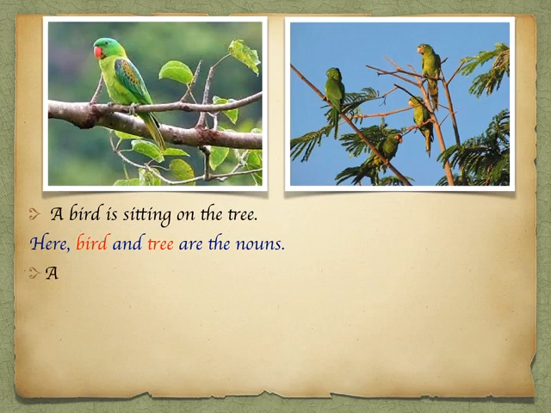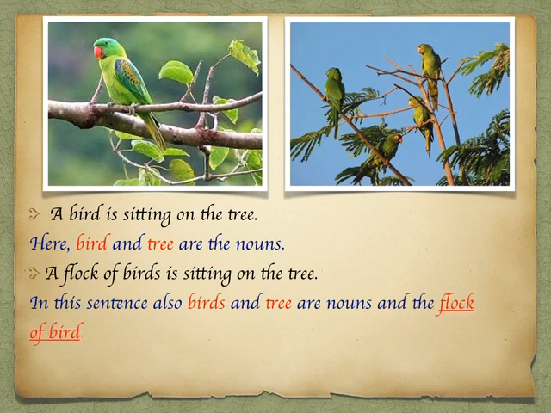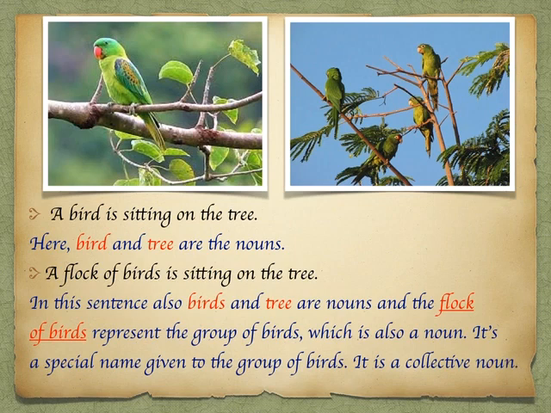Let's study the second image. A flock of birds is sitting on the tree. In this sentence, also birds and tree are nouns and the flock of birds represents the group of birds, which is also a noun. It's a special name given to the group of birds. It is a collective noun. It means that instead of calling group of persons, group of animals or group of things, we give a special name to it. Just like in this sentence, we have given a special name to the group of birds, that is flock of birds, and so it is a collective noun.